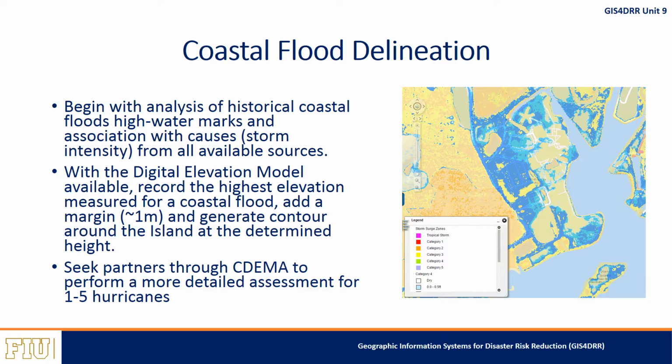You can seek partners through SEDEMA to perform a more detailed assessment for Category 1 through 5 hurricanes too, since there are models out there that could be run. But in this case, we don't have the time or the budget to do that. But the example on the right shows a storm surge model for Biscayne Bay, actually, that has a number of different categories in it. And here we're showing up to Category 5.